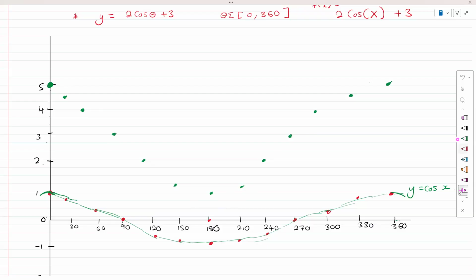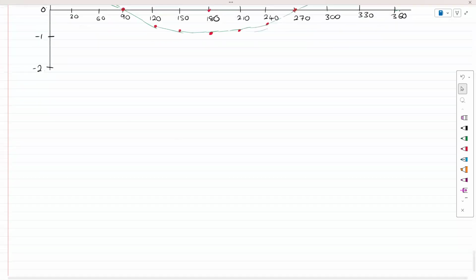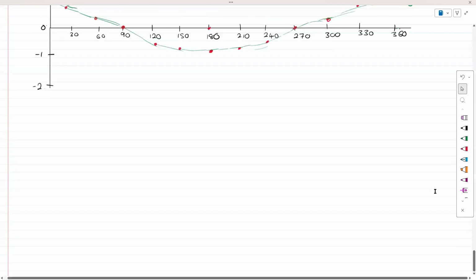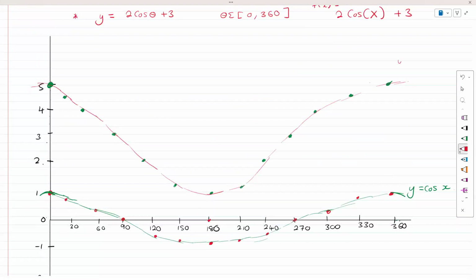If we draw this graph, this one is very bad, but I mean, could be worse. Yeah, could be worse, but yeah, this is as good as we can get it. Let's start with y equals 2 cos x plus 3.